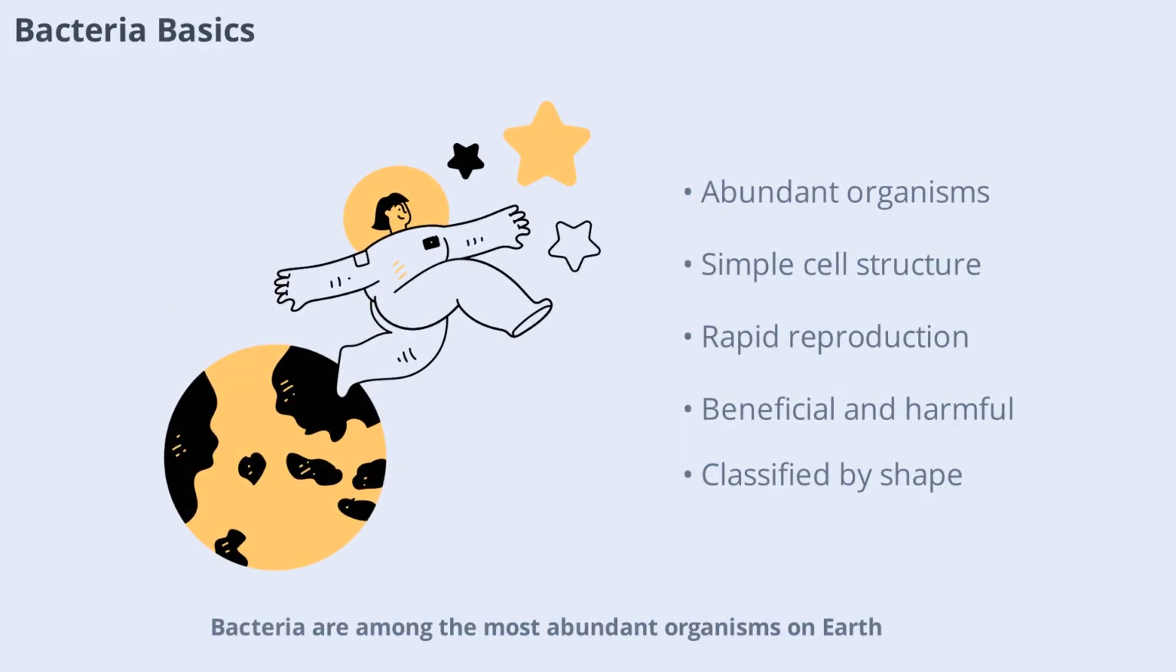Bacteria are among the most abundant organisms on Earth. They have a simple cell structure lacking a nucleus and reproduce rapidly. Some bacteria are harmless or even beneficial, aiding in digestion or producing vitamins. Others can cause infections such as strep throat or tuberculosis. Bacteria are classified by shape like rods, spheres, or spirals, and by their ability to survive in different environments. Their adaptability makes them both valuable and challenging in the context of infectious diseases.